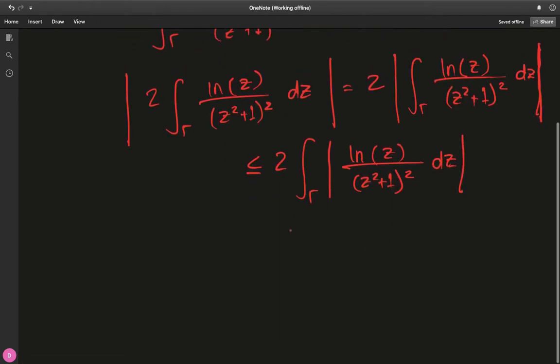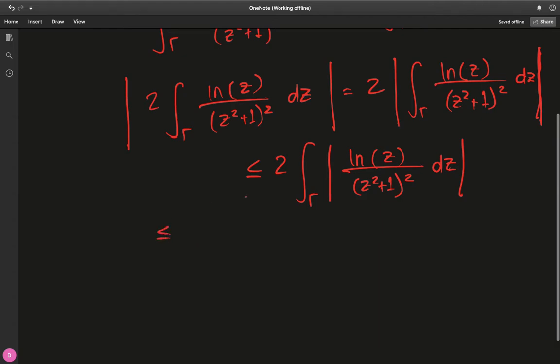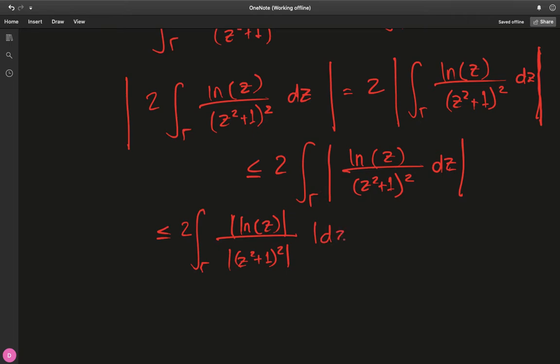And now we can actually distribute this mod inside the integral. Integral over gamma of mod of natural log of z divided by mod of z squared plus 1, the whole thing squared, times mod of dz.